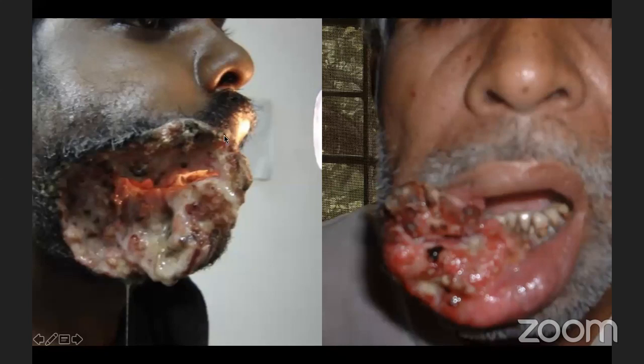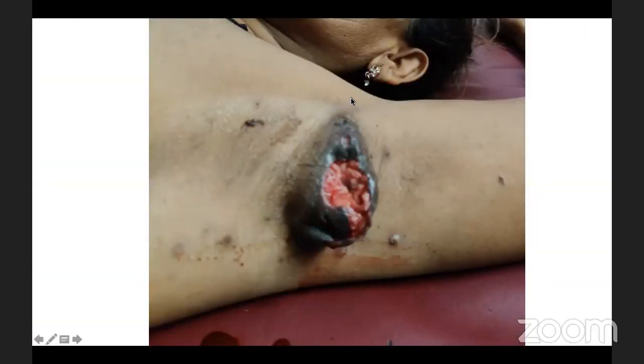And that's a fungation of a squamous cell carcinoma. You'll be surprised, this is a tubercular lesion. It's a lymph node in the axilla, which is ulcerated, and it has produced a collar stud abscess.